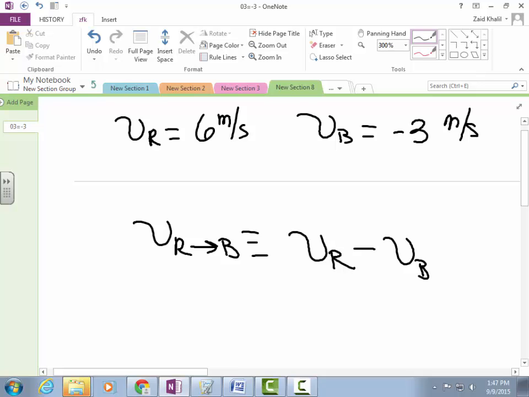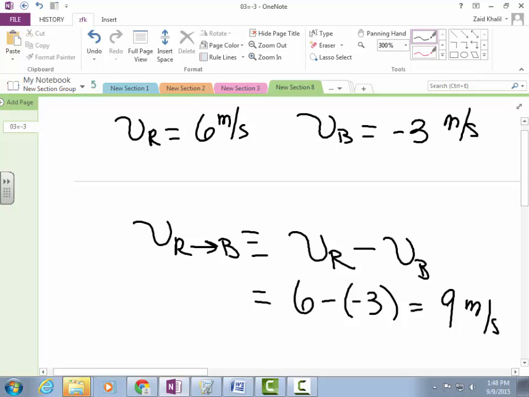So from our perspective, we see red move at a velocity of 6 meters per second, correct? What does blue see? Well, let's test this definition to see if it works. It would be 6 minus negative 3, which is positive 9. The first thing is, is this physically reasonable, yes or no? And the answer is yes.